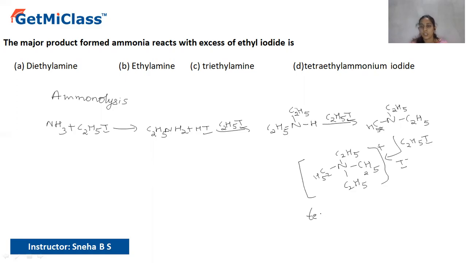So tetraethylammonium iodide is the final product for the reaction when ammonia is treated with excess of ethyl iodide. Therefore, the correct option is option D, that is, tetraethylammonium iodide is the correct answer.